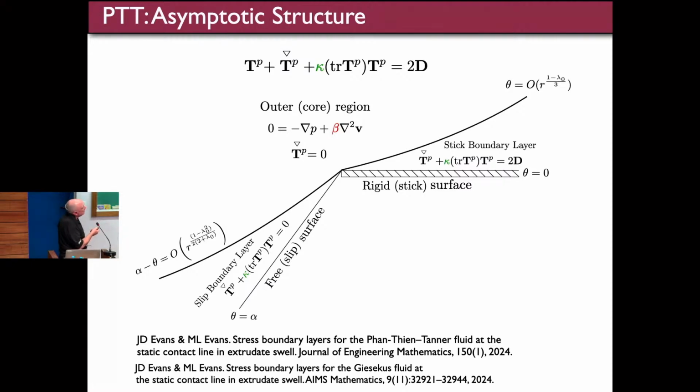And if you notice, we pulled back certain terms in this constitutive equation. So, for example, at the solid surface, we pulled back the quadratic stress term and the rate of strain term, whereas at the slip, the free surface, we only pull back the quadratic stress. So these boundary layers are very different, and they have different solutions as well. The details for both the PTT and the Giesekus models were published, and this work was done with another Evans, who was a PhD student of mine.